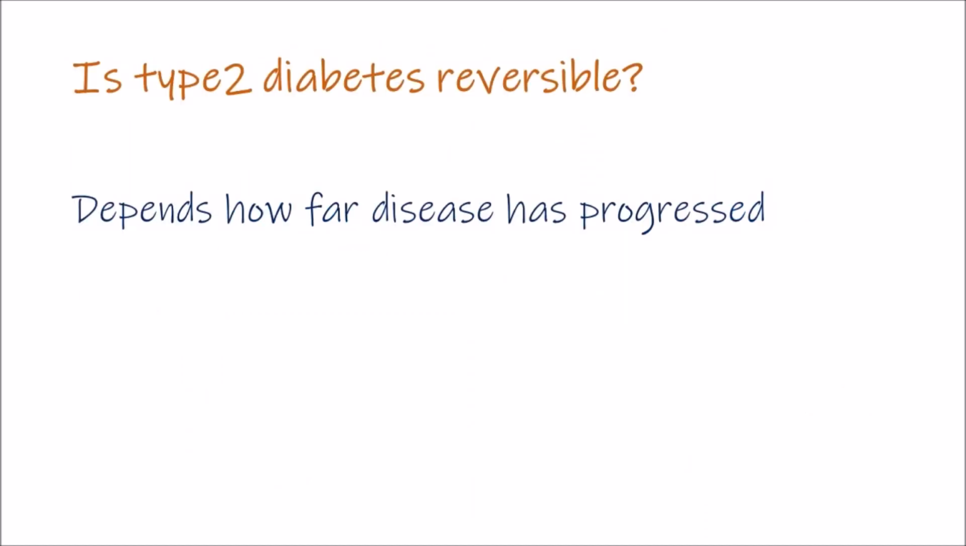So here is an important question about type 2 diabetes. Is type 2 diabetes reversible? Whether type 2 diabetes is reversible depends on how far the disease has progressed. During early stages of type 2 diabetes, the probability of reversing the disease is very high, but chances of doing so get slimmer and slimmer as the disease progresses. In this case, the best outcome is keeping diabetes well managed and avoiding health complications related to diabetes.